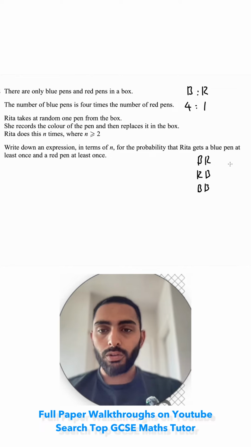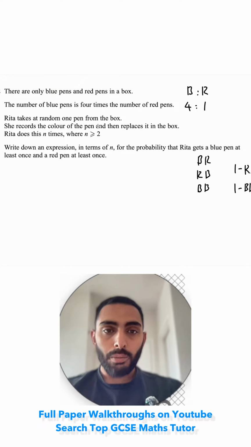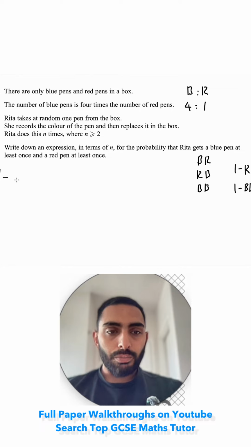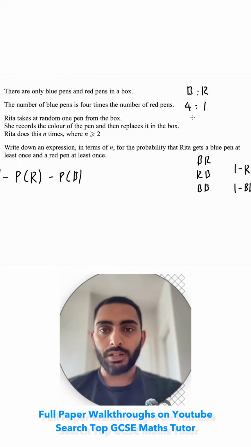But instead of working out all of these, you could just find red and do 1 minus that. And the same would apply to the red pen at least once. You could just do 1 minus blue. That's if it was 2 picks, but we don't know how many picks there are altogether. So we're going to have to use n for the amount of times that it's going to happen. We're doing 1 minus the probability of getting red n times, minus the probability of getting blue n times. Let's just work out the probability of getting red and blue.